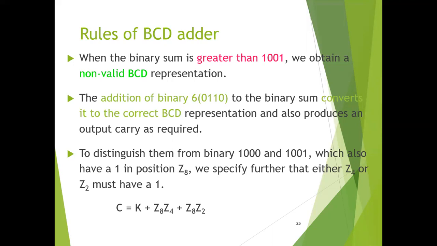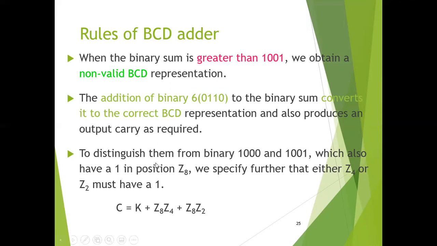So this difference, 6, is converted into binary form, and then this binary number is added to the incorrect BCD representation to correct the BCD representation, and that also produces an output carry as required.